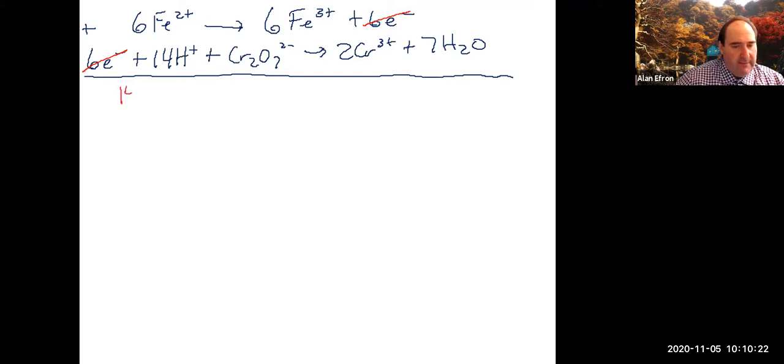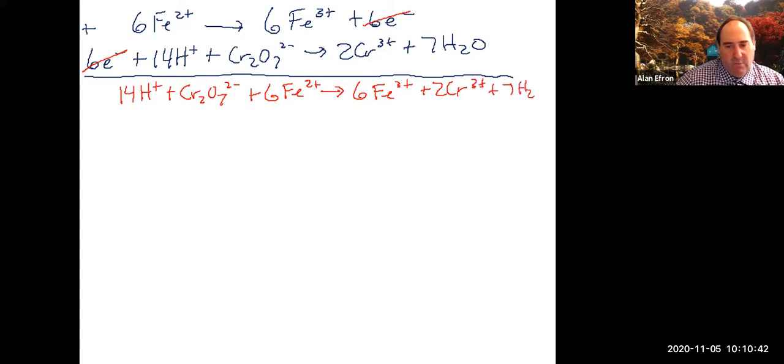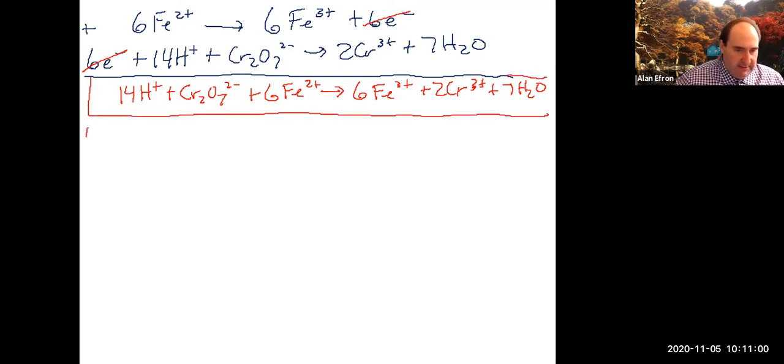So we have 14 H+ plus Cr2O7 2- plus 6 of our Fe2+ goes to 6 of our Fe3+ plus 2 of our Cr3+ and 7 waters in this particular case. Now, if I did everything correctly here, this should represent the balanced equation in acidic conditions. So this should be balanced in acidic conditions.